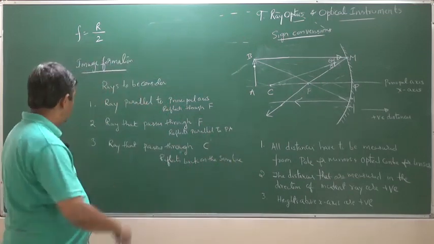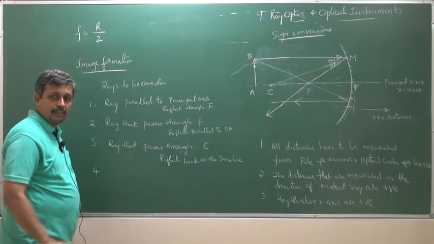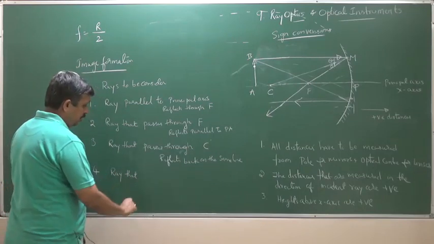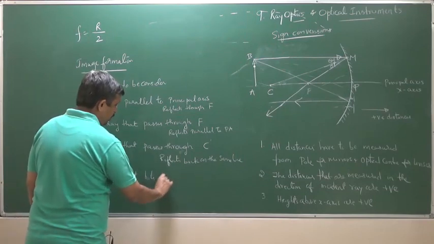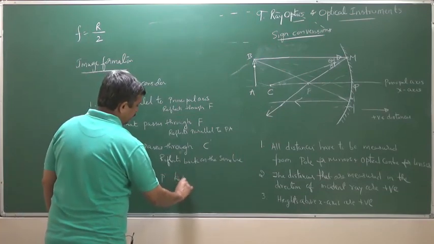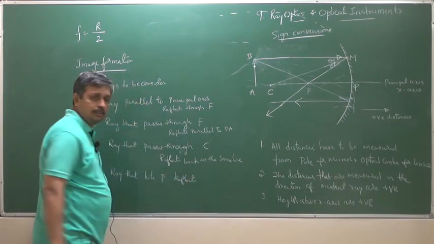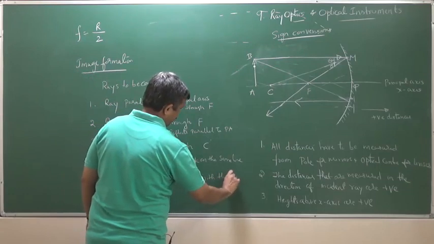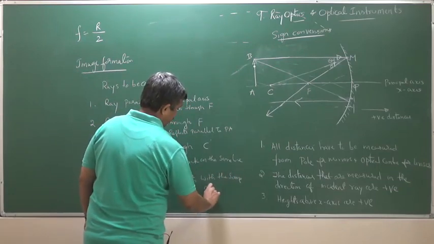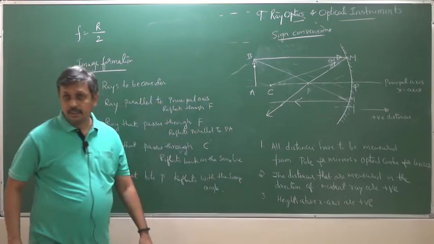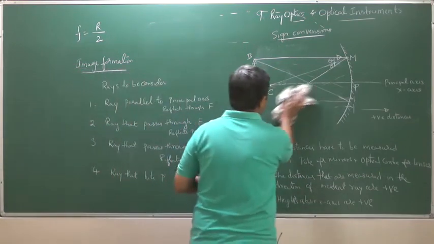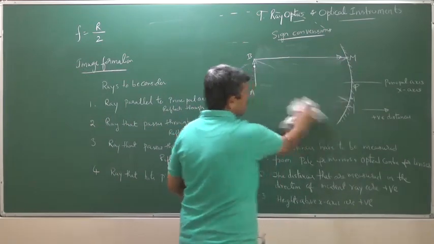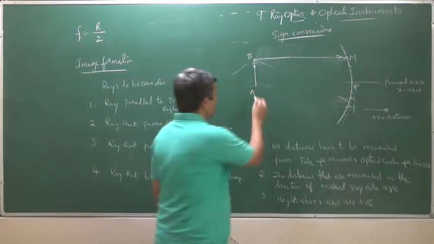And lastly, a ray that hits P reflects with the same angle. What does it mean? If I actually draw here, I keep erasing this just to make sure that it is clear to you.